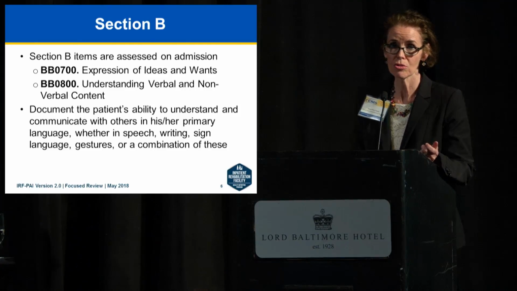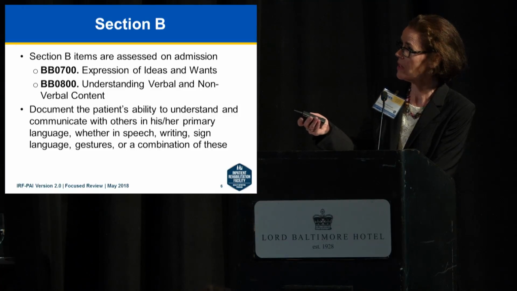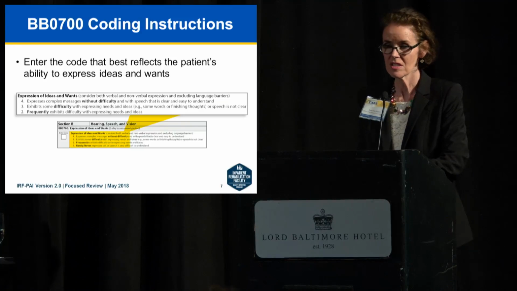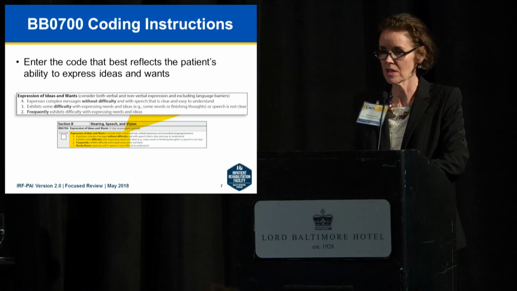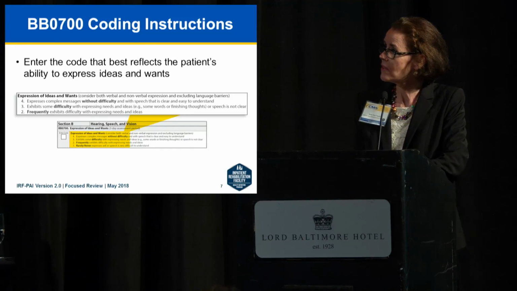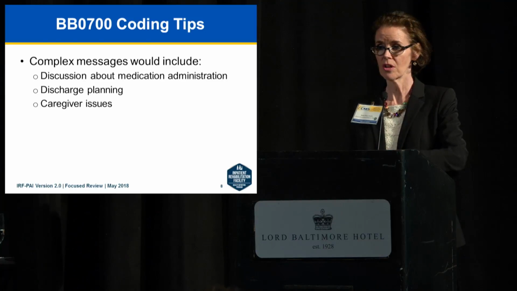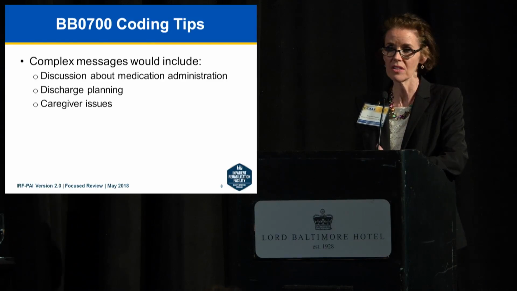So just with those two categories of patients, we're very interested in this information. The BBO 700 coding instructions, this looks familiar, this screenshot, I'm sure, for all you PPS coordinators out there. We want to enter the code that best reflects the patient's ability to express ideas and wants. Some of the coding tips, which aren't really a big surprise, but we want to make sure we're all using the same definition of complex messages.